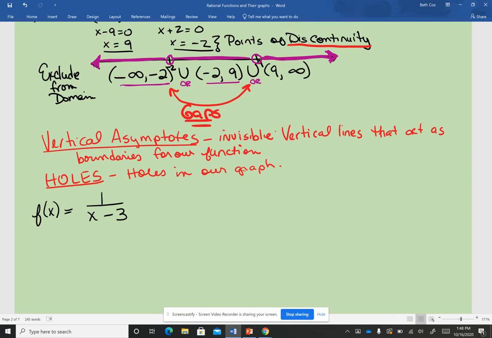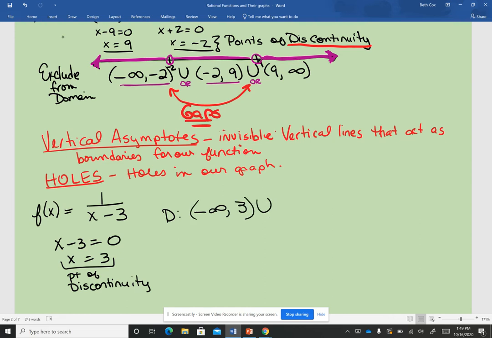Now, technically, these are both polynomials. The numerator is a polynomial of degree 0, and the bottom is a polynomial of degree 1, but they are polynomials. They're already in factored form. Okay, so our x cannot equal 3. So we set the denominator equal to 0 and solve. This is a point of discontinuity. Our domain is every number except 3. So that's negative infinity to 3, 3 to positive infinity. That's every number except 3.